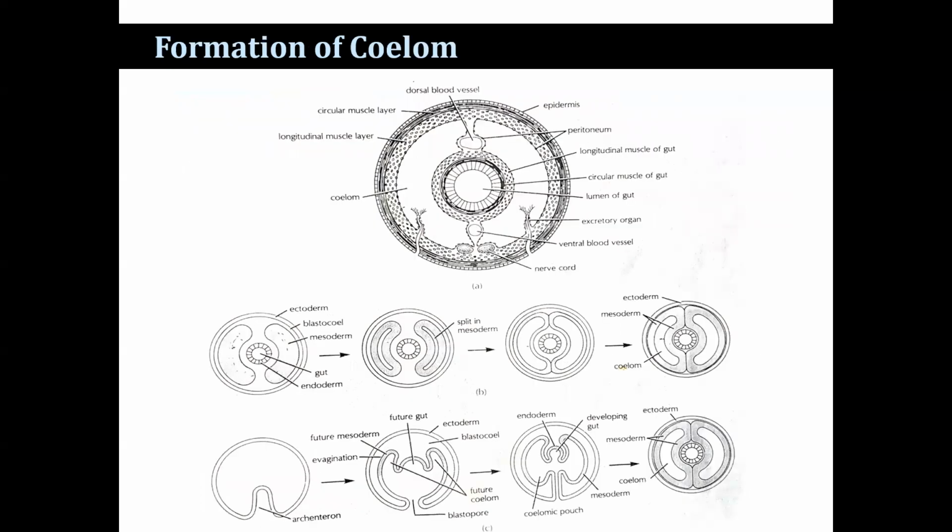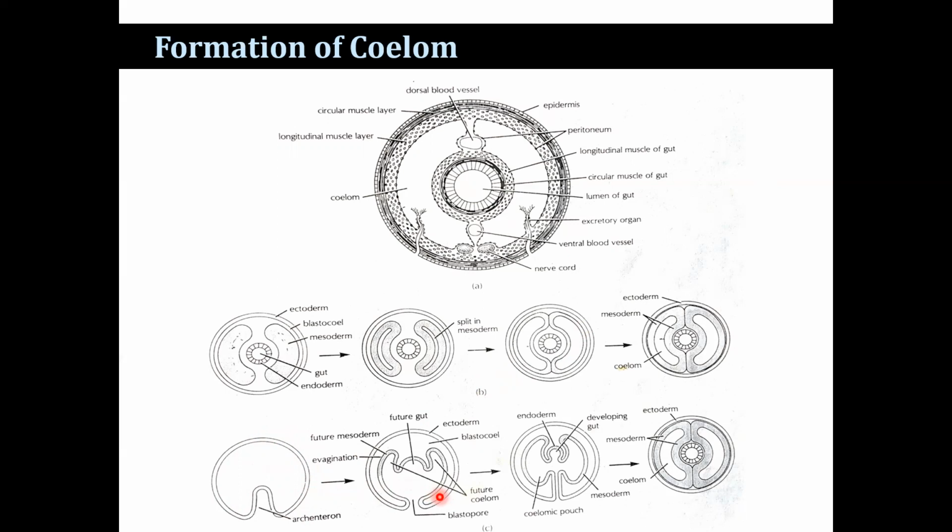And this is a figure. Here we see the formation of the coelom. The first one is coelom formation in the case of the schizocoel, where the coelom formation occurs by the splitting of the mesoderm. So that is an actual split here. Now, another figure shows coelom formation by the enterocoel, in which the archenteron evaginates into the embryonic blastocoel.